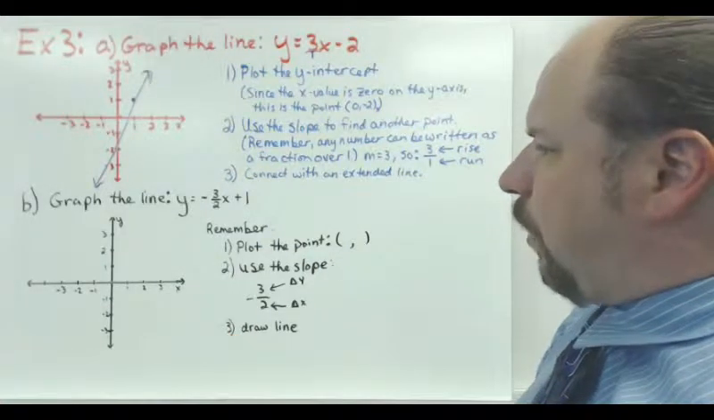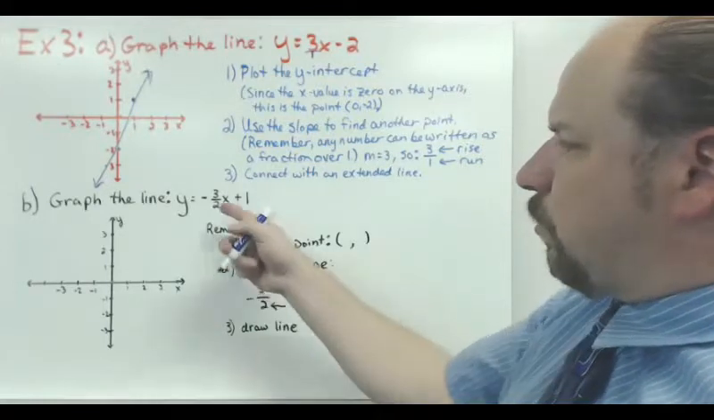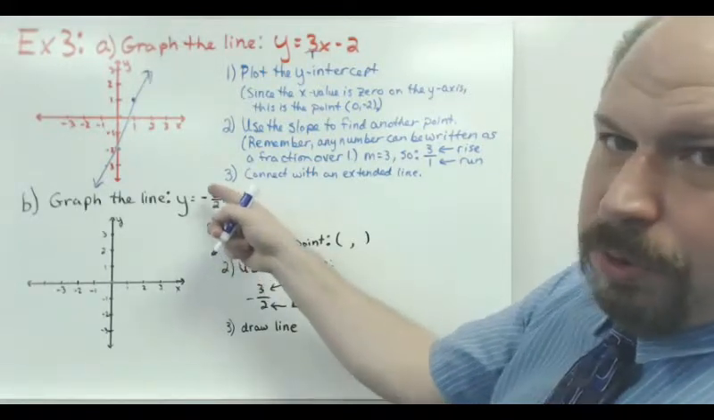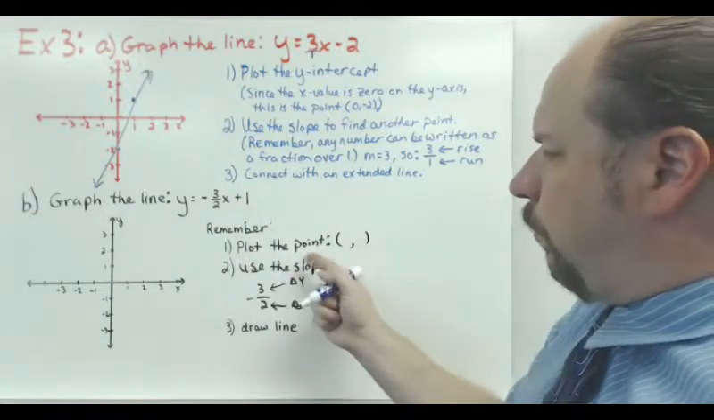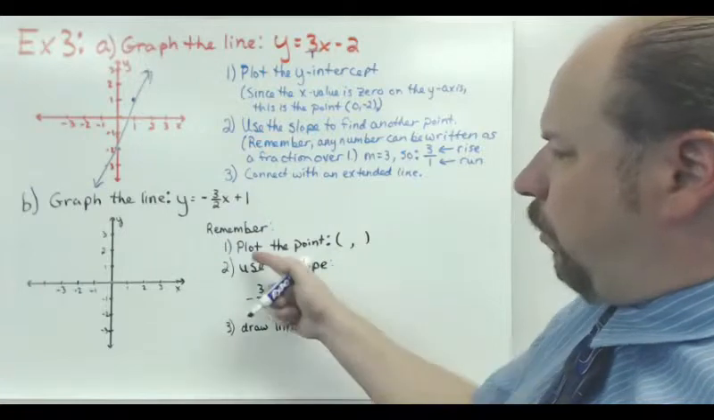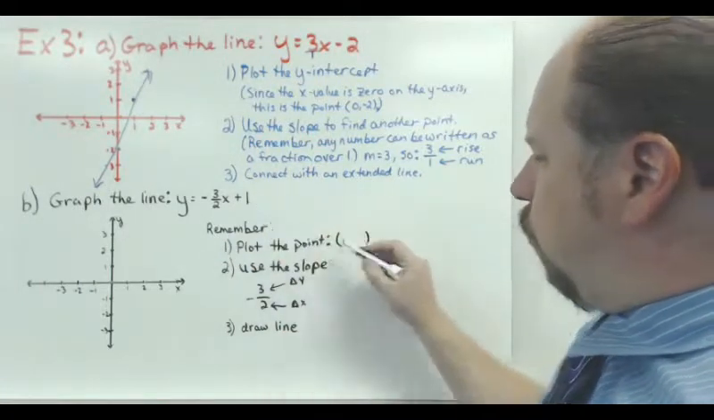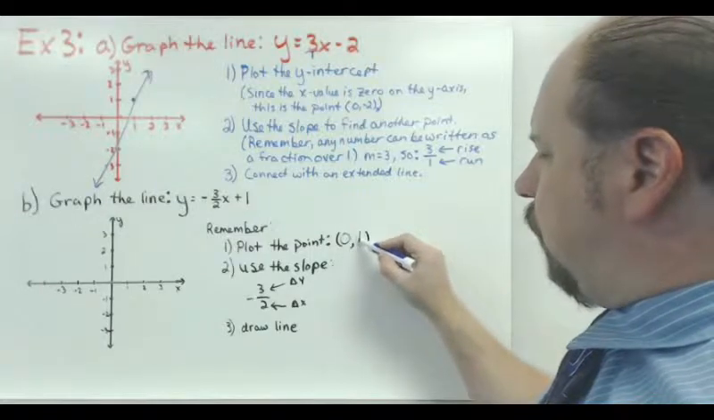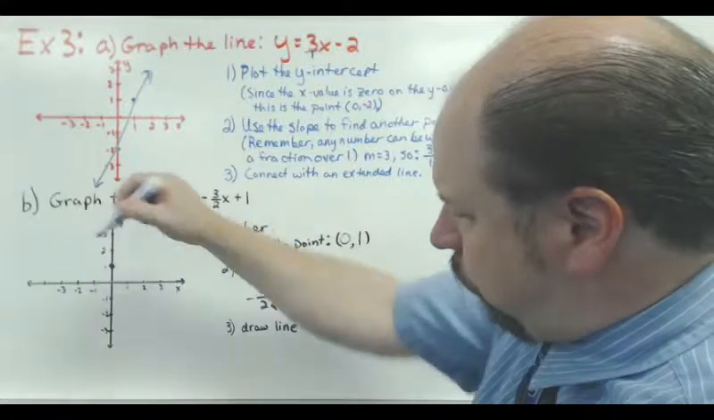Okay, next, graph the line y equals negative 3 halves x plus 1. This one's nice because now we have our rise and our run, and we have our y-intercept. Remember, I took away some of the help here this time. Plot the point, and we're going to plot the point (0, 1), because that is where the y-intercept is. So (0, 1) is right there.